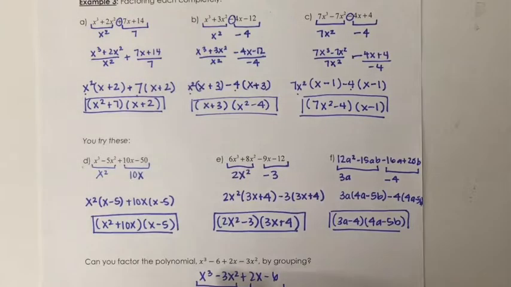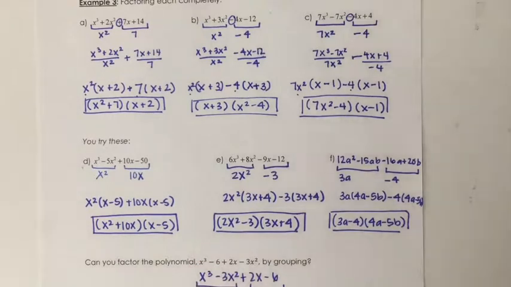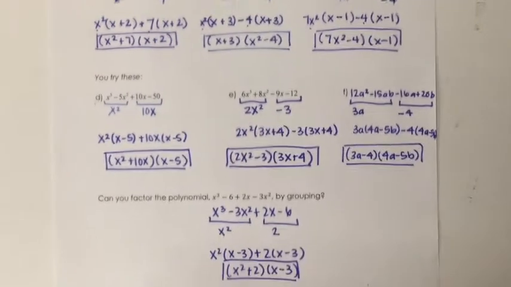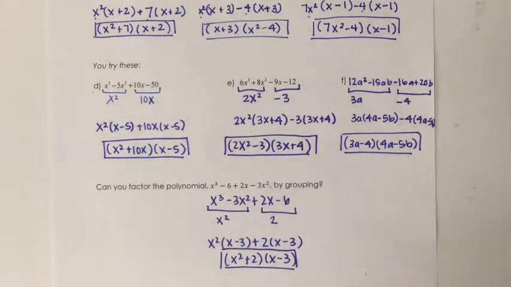And I want to talk about this last one. Can you factor this polynomial by grouping? The answer is yes, you can factor it by grouping. But the tricky thing here is if you would just start off and taken it as is, it wouldn't have worked out for you. But if you arrange it in the standard order where you have your highest degree term first to your lowest, so 3x cubed minus 3x squared plus 2x minus 6, then you do your grouping, it will work out for you.